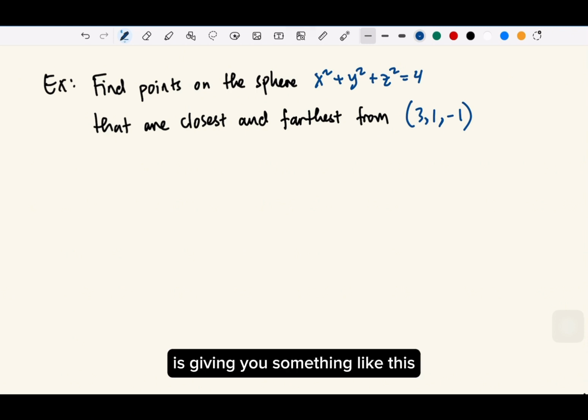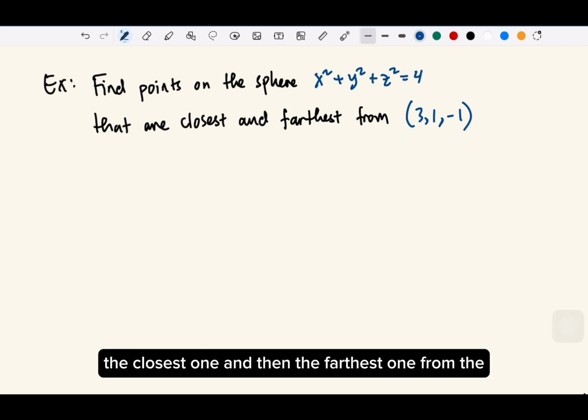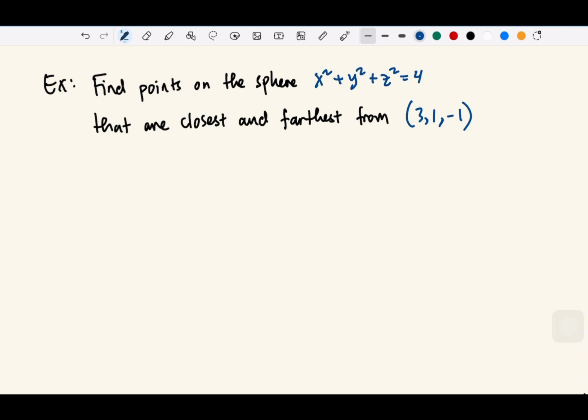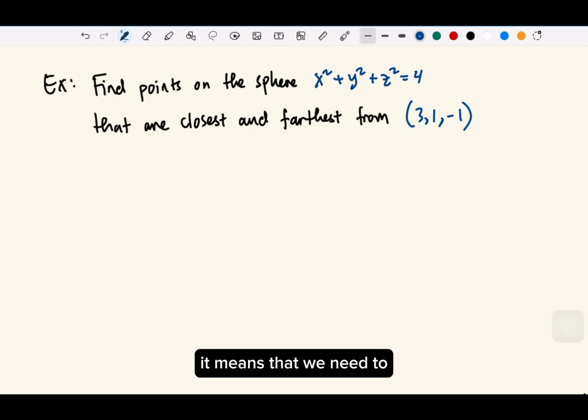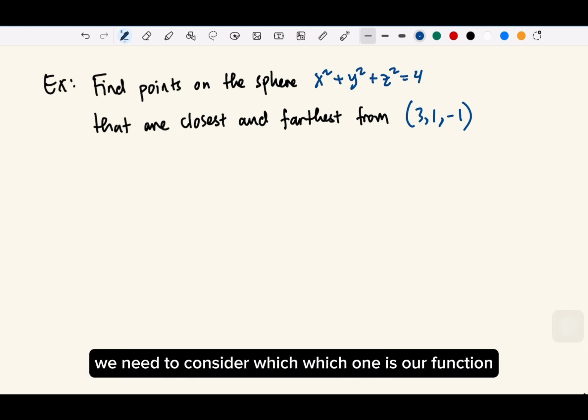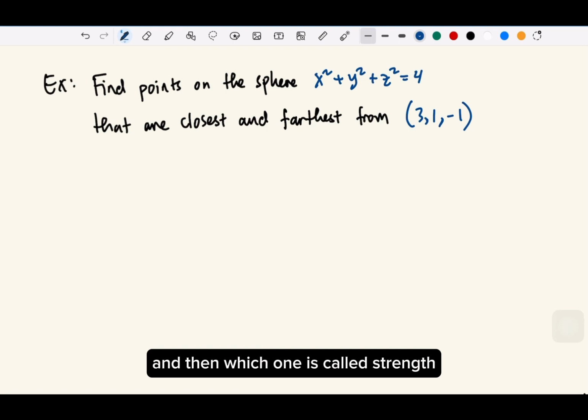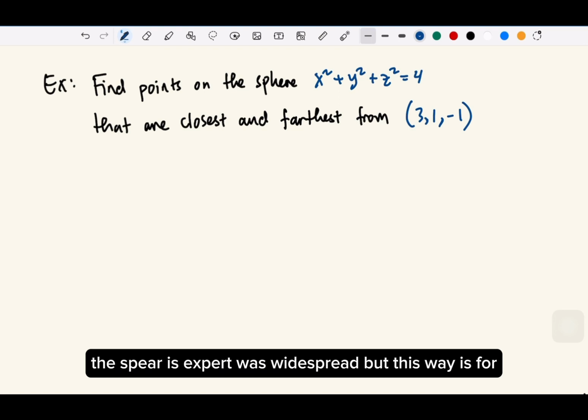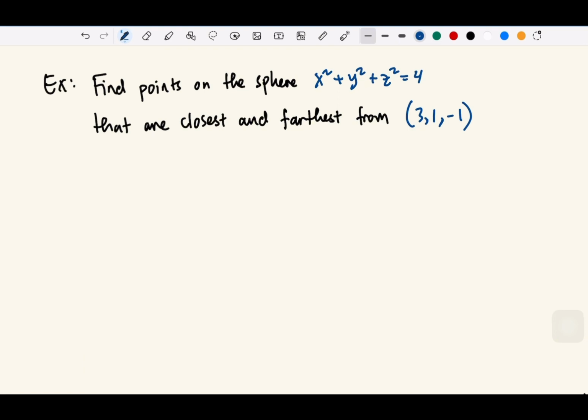Now, sometimes the question gives you something like this. You have information about a sphere, and we need to find the closest point and the farthest point from one point. It means that we need to consider which one is our function, the one that we need to maximize or minimize, and which one is the constraint. I think the constraint will be the sphere. The sphere is x squared plus y squared plus z squared equal 4. That means it will be the restriction.